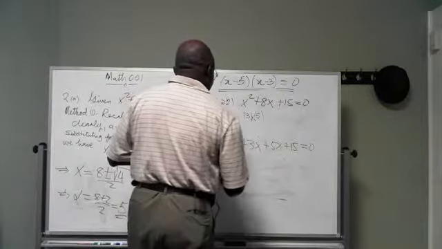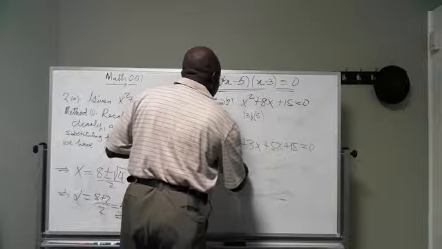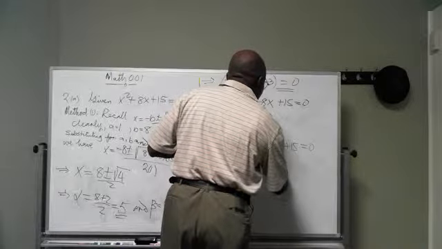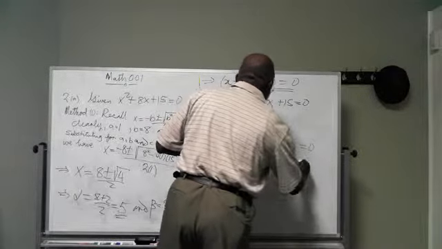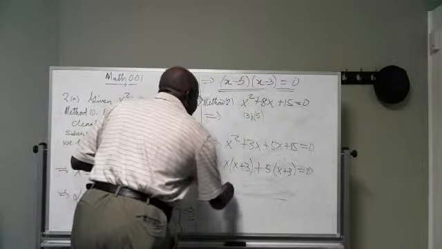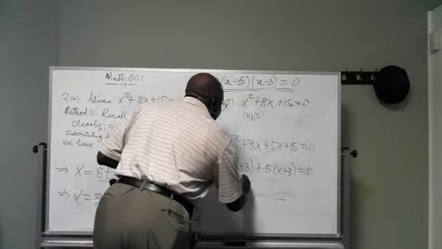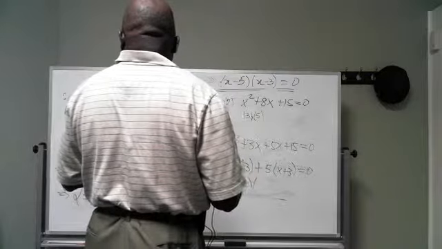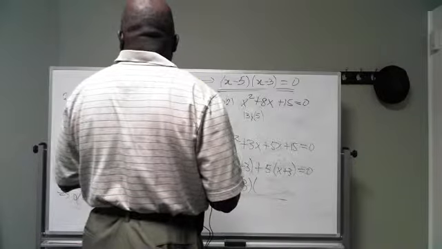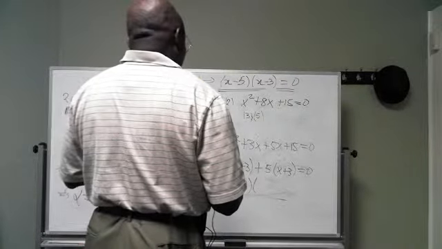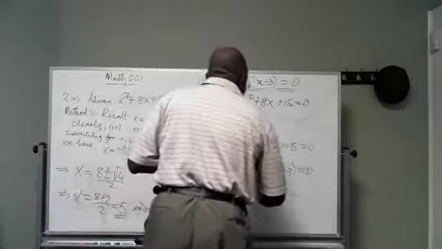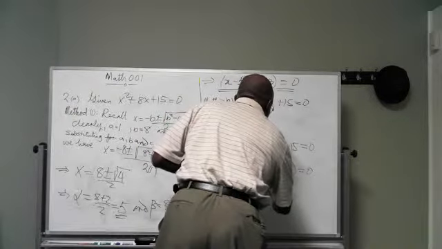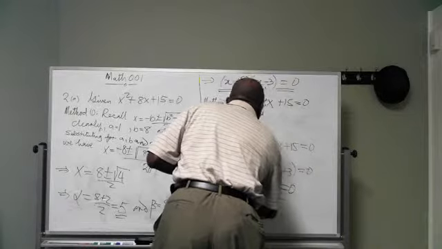and we try to factorize, we'll have x into x plus 3 plus 5 into x plus 3 equals 0, which results in x plus 3 into x plus 5 equals 0, and the proof is complete.